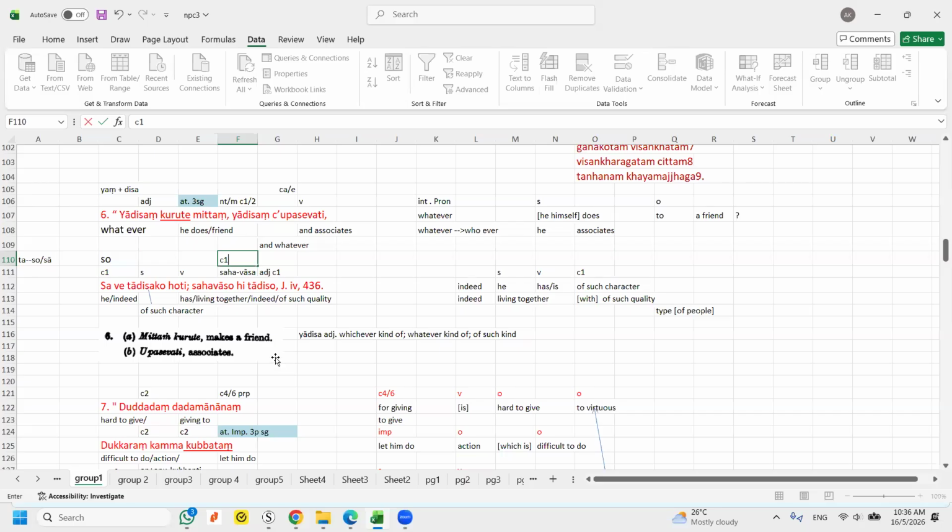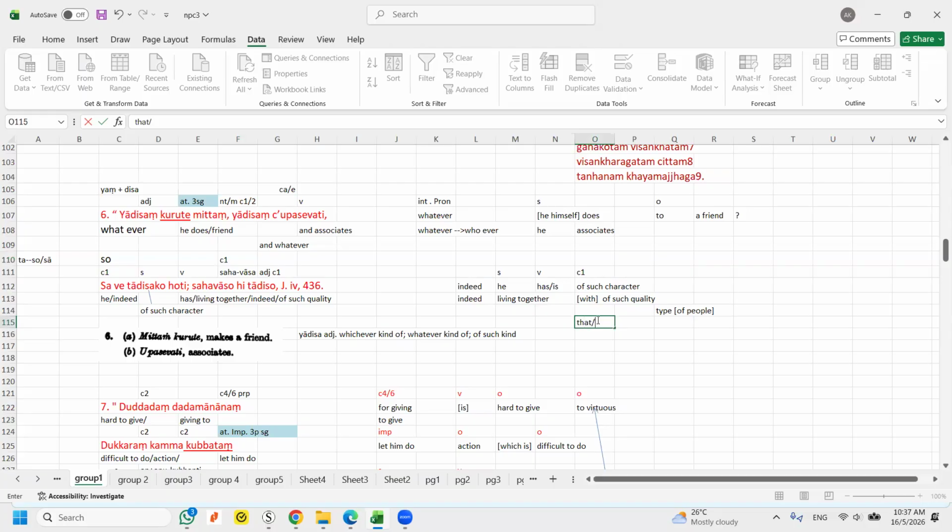Excuse me, Brother Alfred. This tadiso is of such, then the quality is added, is it? Tadiso. Of such character, of such quality. Actually, tadiso is such, of that such quality. You cannot say you are that quality, he is that quality; you are such quality. The word such refers to that.